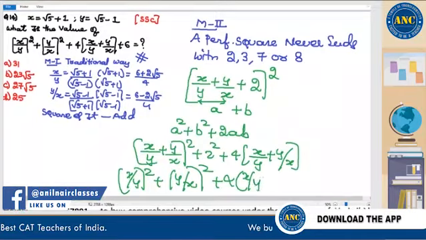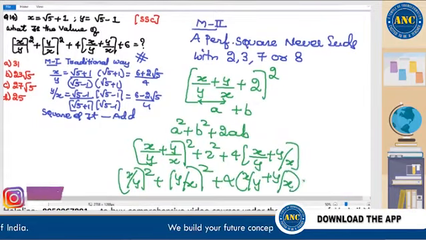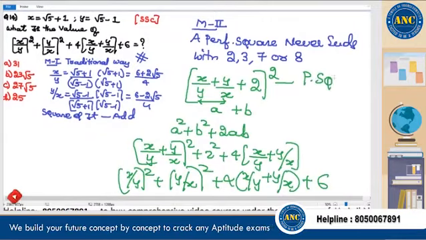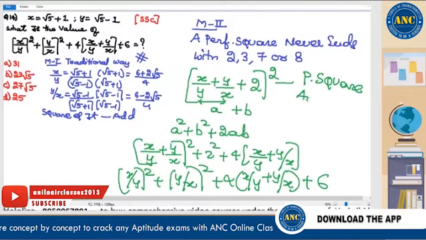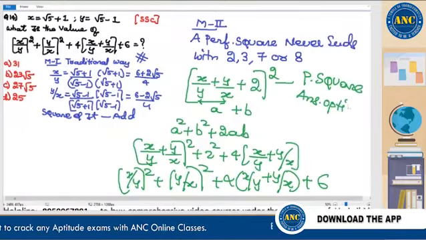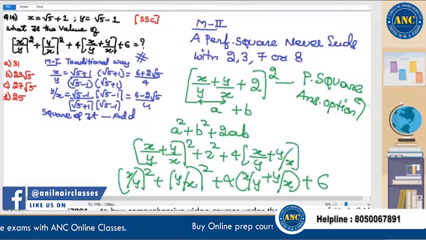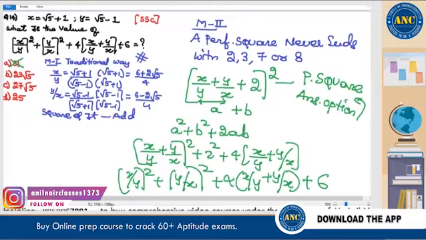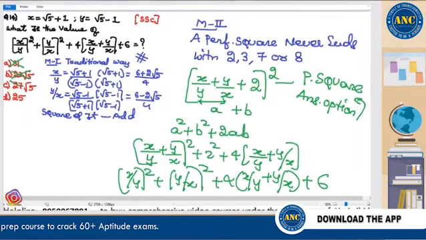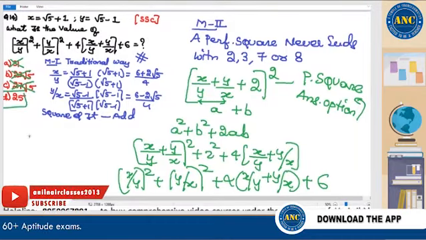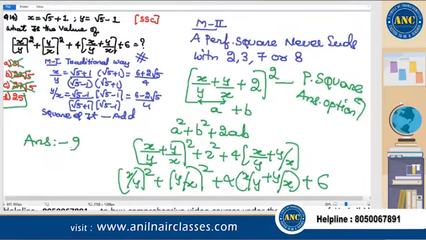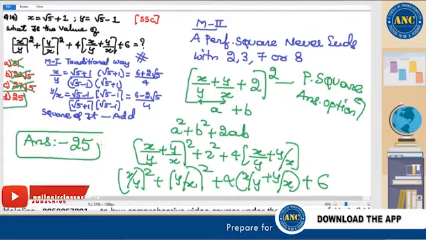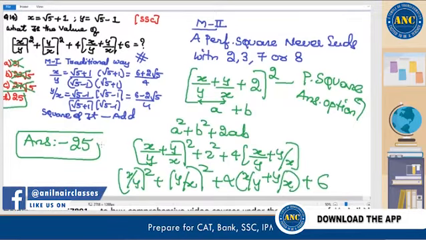This is nothing but the question: 4 into x by y plus y by x plus 6. This is nothing but a perfect square. So, what is the answer option which is a perfect square? Check which is the answer option which is a perfect square. Now, a perfect square ending with 1, tens place should be an even number. Irrational cannot be a perfect square. Answer is 25. Original Staff Selection Commission question, right? Answer is 25. I hope it is clear, right?